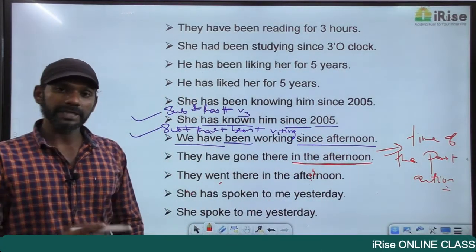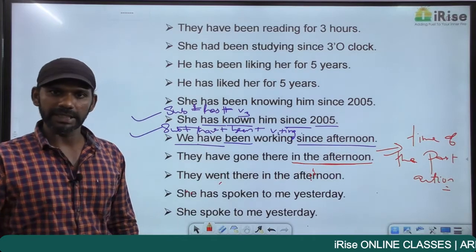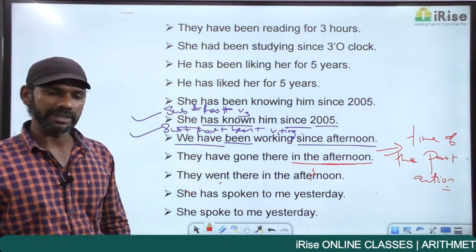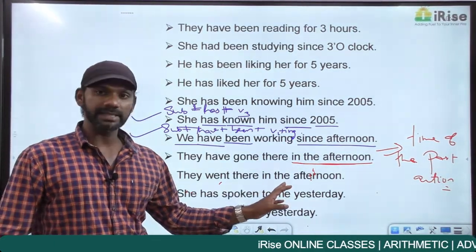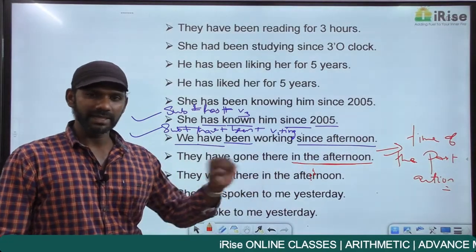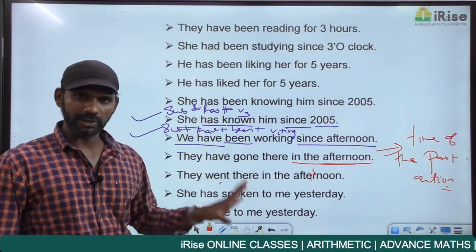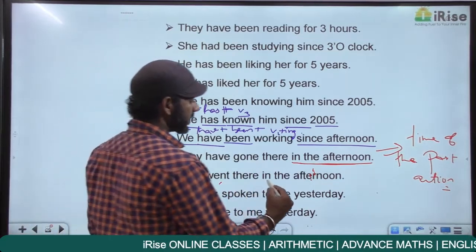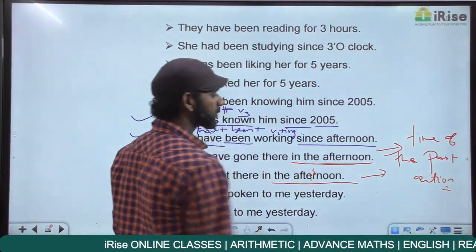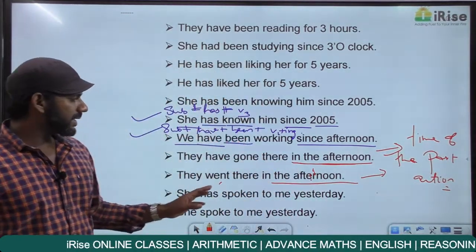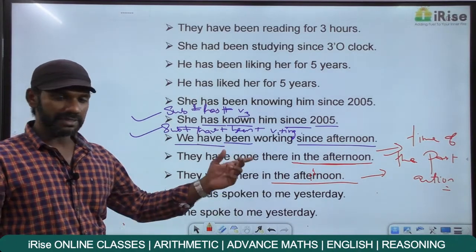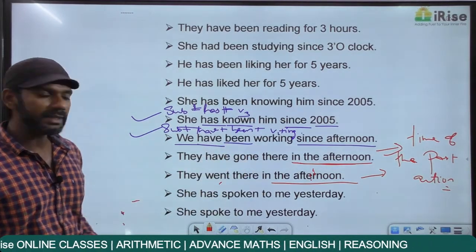Now come to this. I repeat, point of time means since will be there. Period of time means for will be there. In this statement, since is not there, so afternoon is not a point of time. Anyway, it cannot be a period of time, and for is not there. So in this statement, "in the afternoon" is the time of the past action. They have gone there in the afternoon.